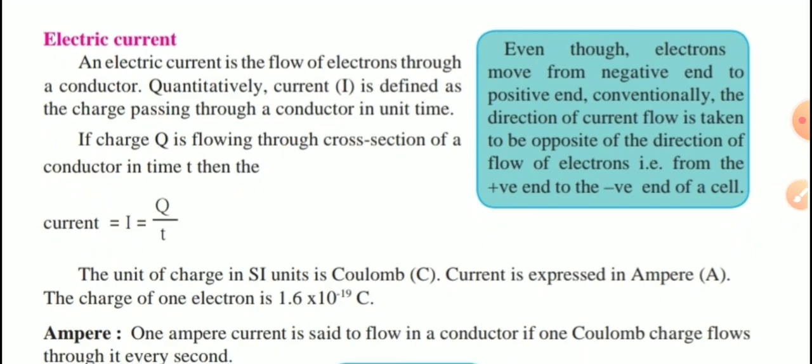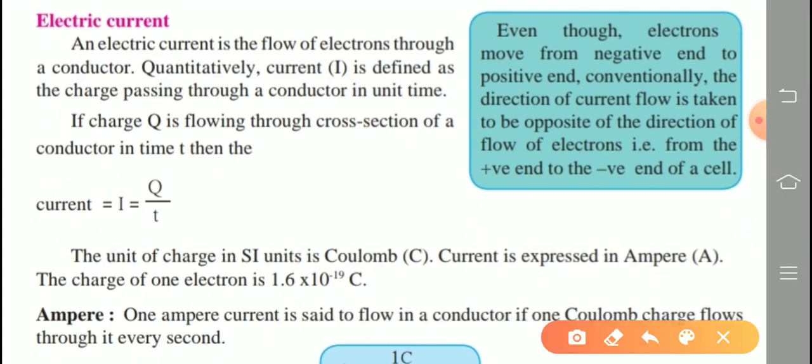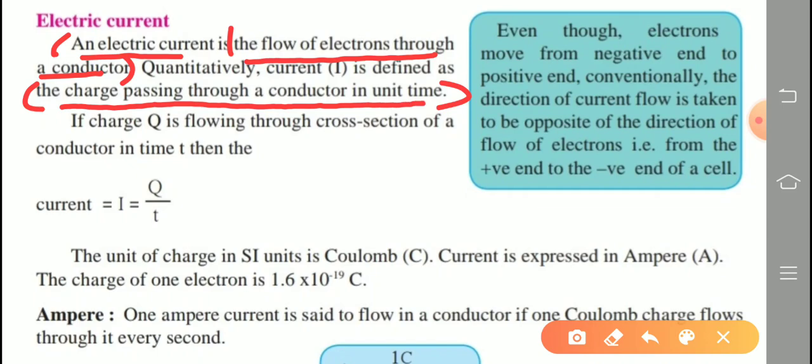Now the next point is electric current. Define electric current. The question is asked like this. Here two definitions are given. First one, mark properly. The flow of electrons through a conductor is called an electric current. Or, the second definition: the charge passing through a conductor in unit time is also called electric current.